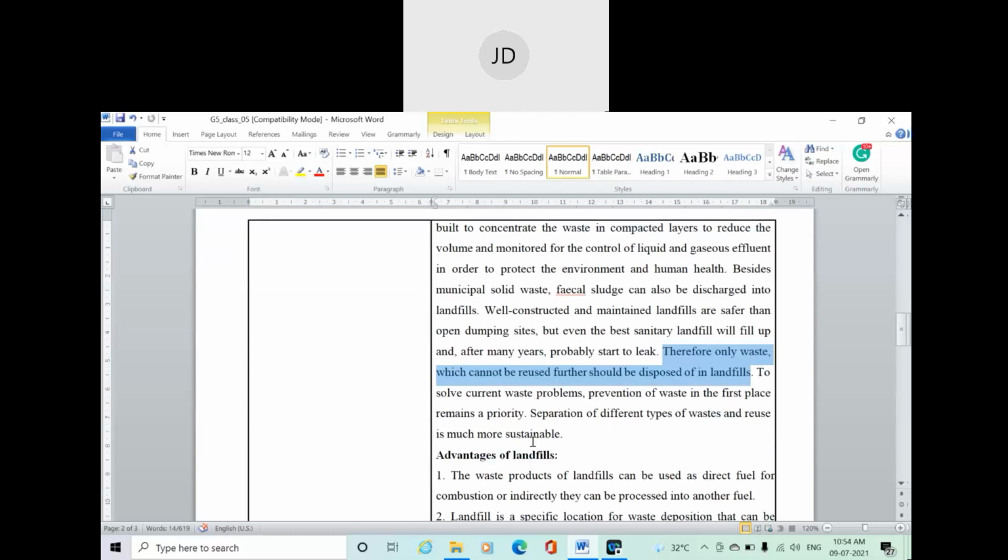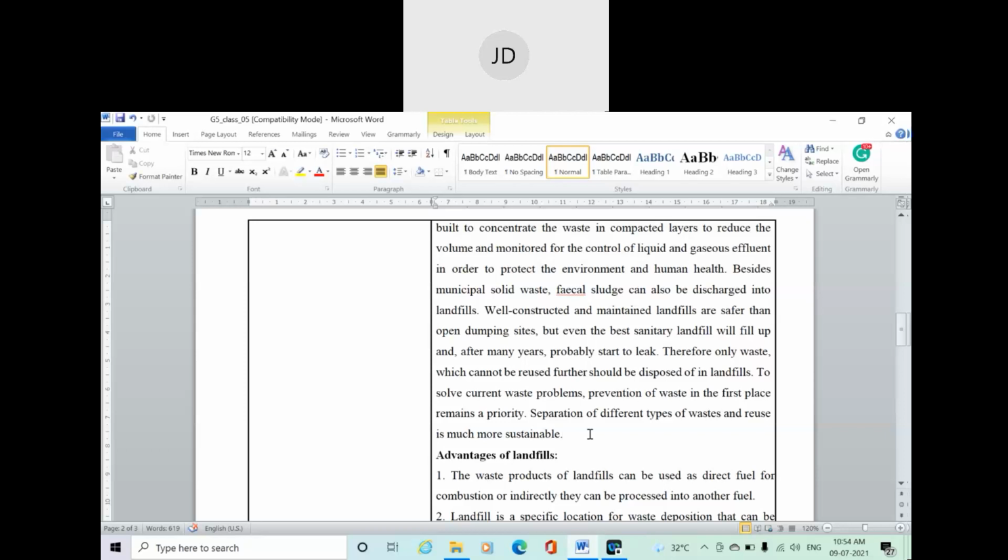To solve the current waste problem, prevention of waste remains the first priority. Separation of the different types of waste and reuse is much more sustainable. Even the government recommends that each and every household keep waste in a different manner, like biodegradable waste in one container and non-biodegradable waste in a different container.